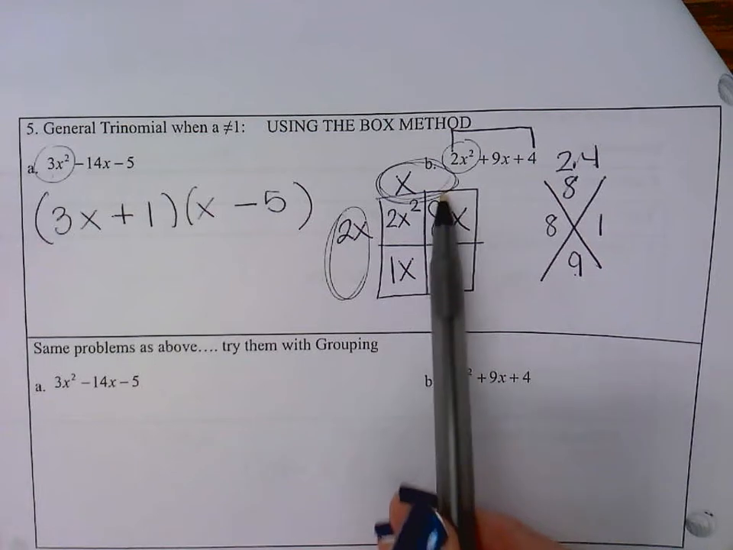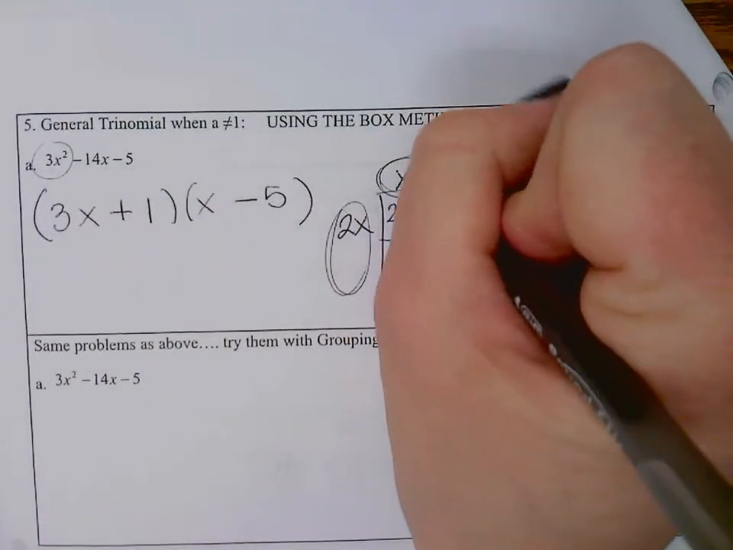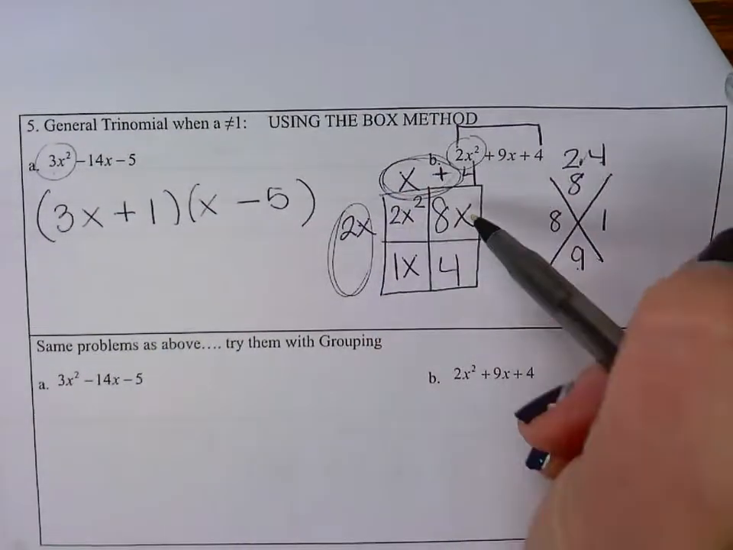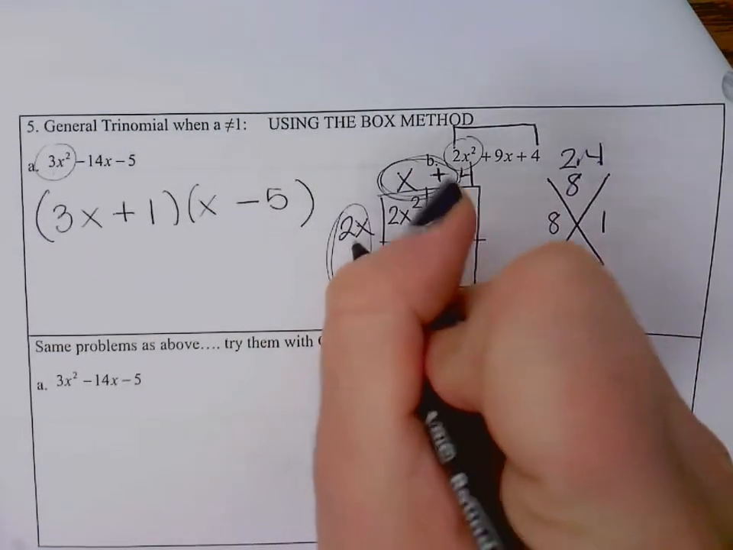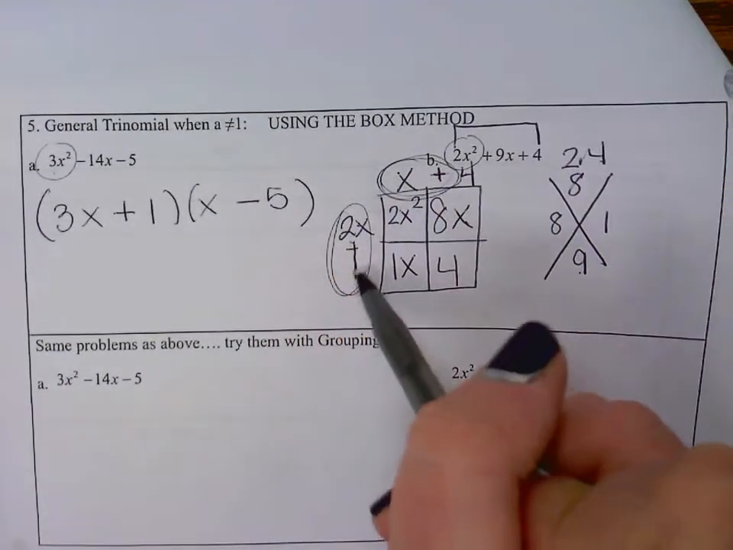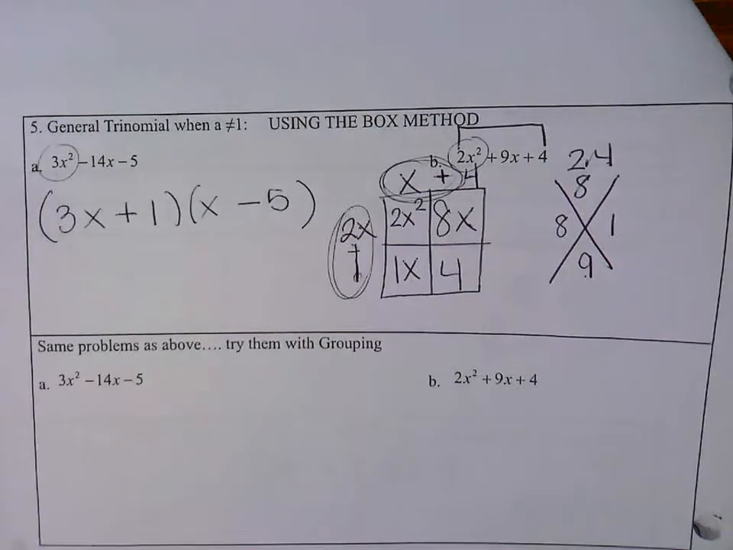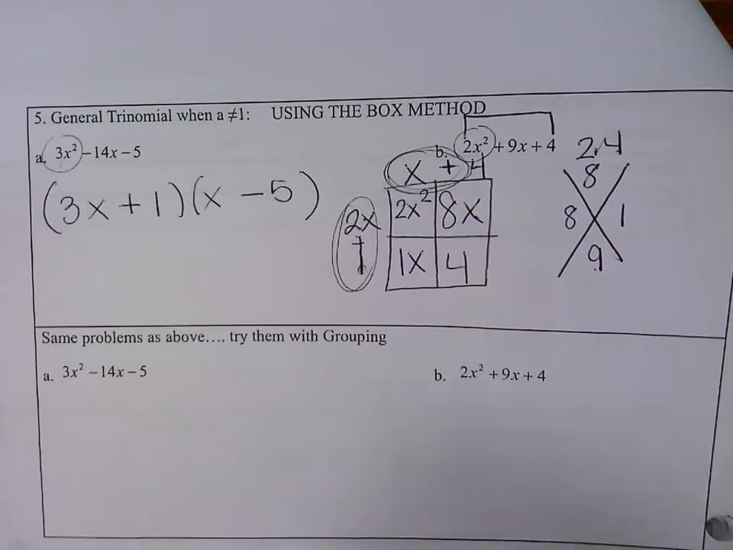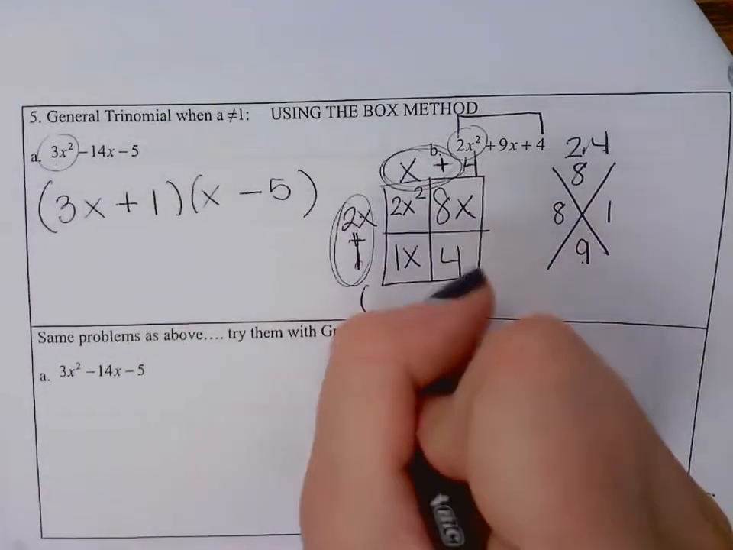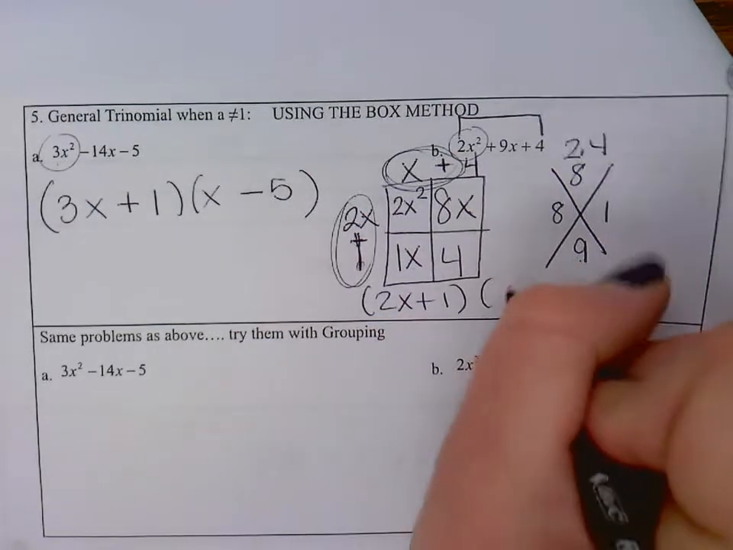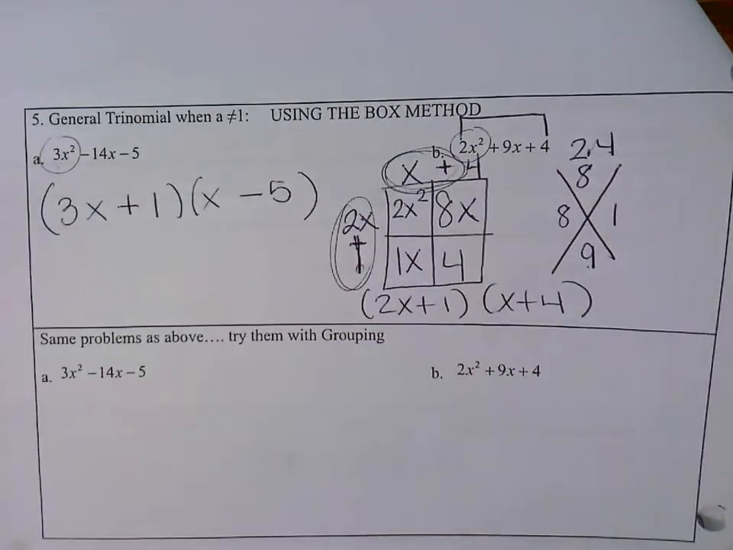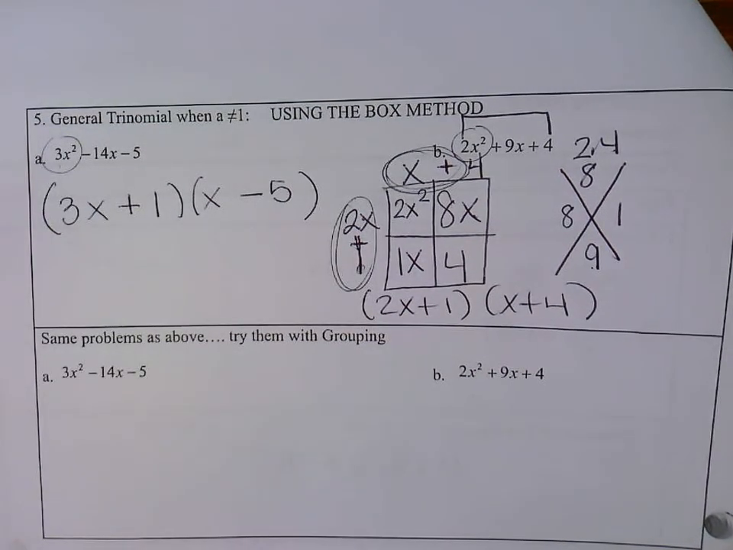And then do you see how this would be a plus 4 over here? Because 4 times 2x is 8x, and this would be a 1 right here because 1 times x and then 4 times 1. This is supposed to say a plus. So your final answer, 2x plus 1 times x plus 4. Did most of you do the box method in Algebra 2?